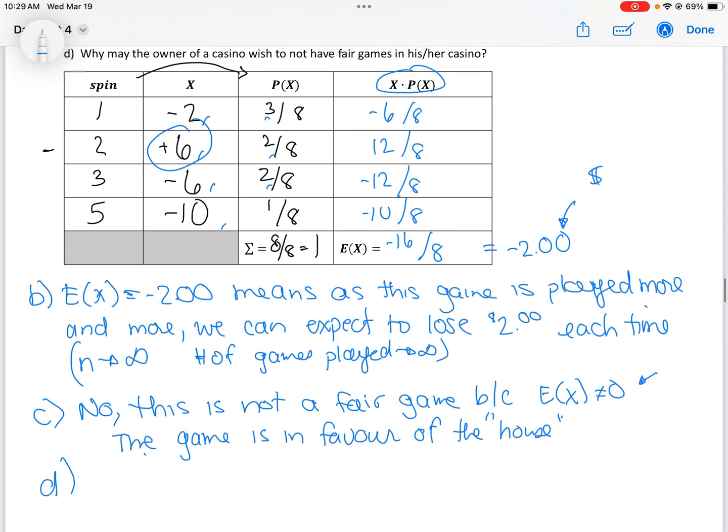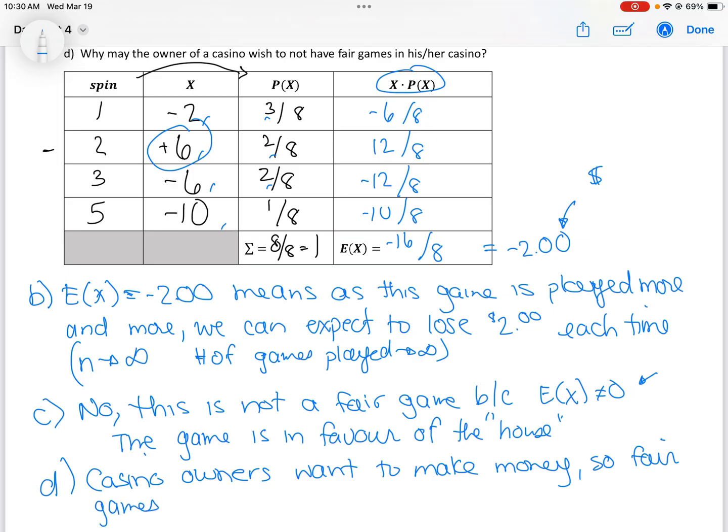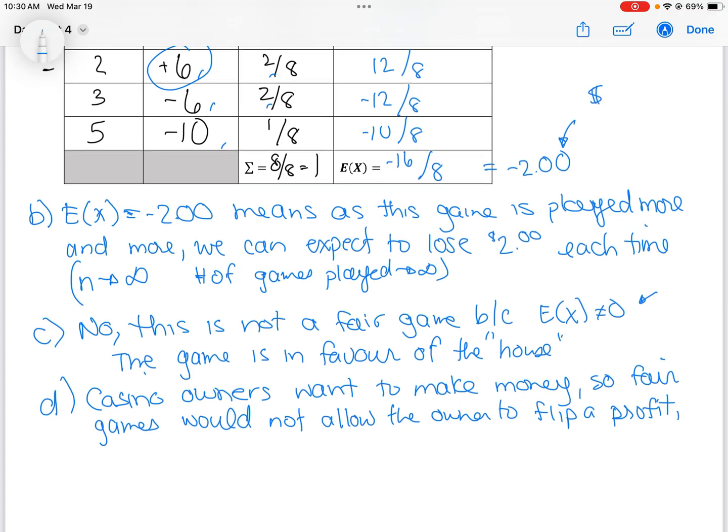Okay. Why may the owner of a casino wish to not have fair games in his or her casino? So let's just say casino owners want to make money. So fair games, they would not allow the owner to make money, to flip a profit. And since there's overhead and expenses, they would actually lose money. Okay?